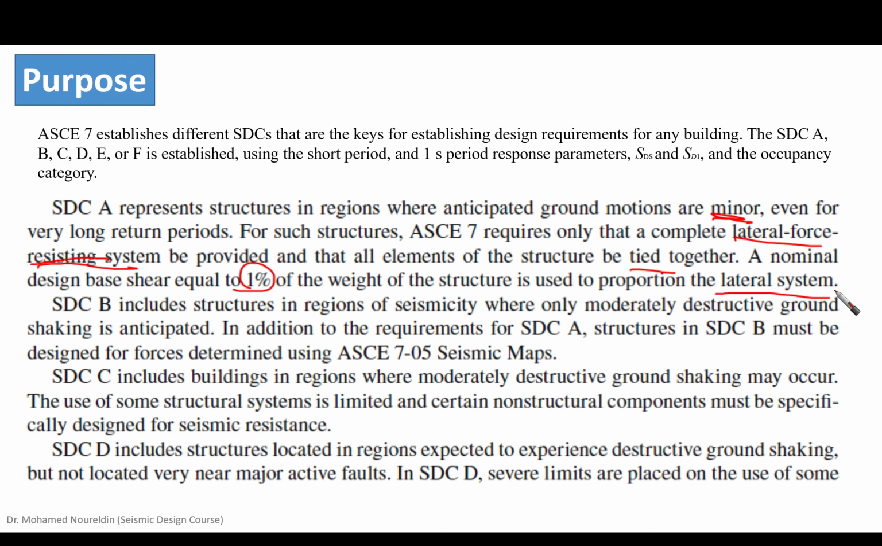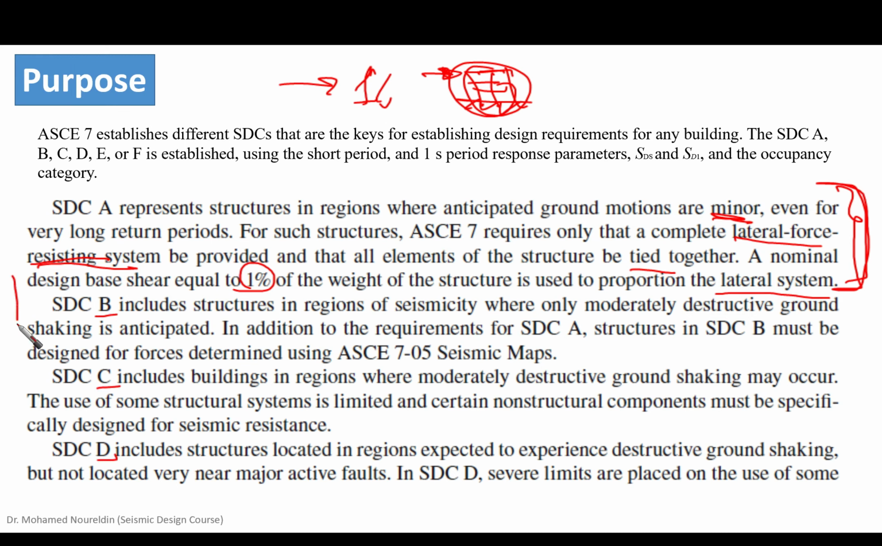So it is not a big deal here, as if it is waived from the earthquake requirements. We are only going to design the structure for 1% of its weight. If we have the weight of the structure, then 1% is going to be applied to design our lateral load resisting system. If we go to B, C, D, then we are going to have more, okay? It is more serious for us.